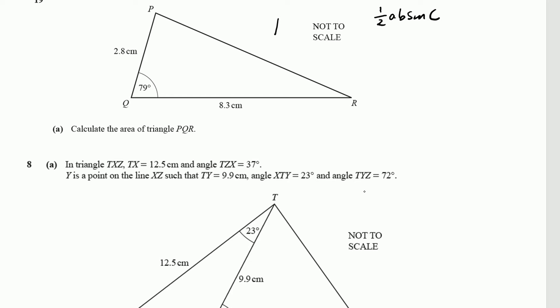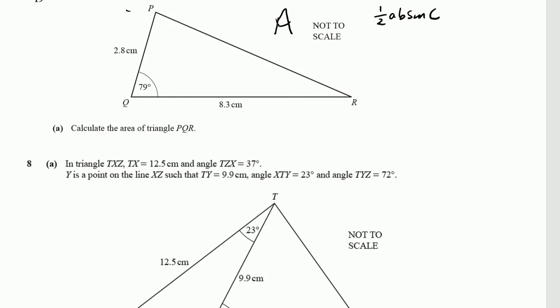Remember, we're looking for our A for area. Here's my A for area over here. And those are the measurements I want to use in this formula. So I'm going to plug in a half times 2.8 times 8.3 times sine 79. A half times 2.8 times 8.3 times sine 79, and that's getting me 11.4. And that's going to be in centimeters squared. Let's move on to the next question.